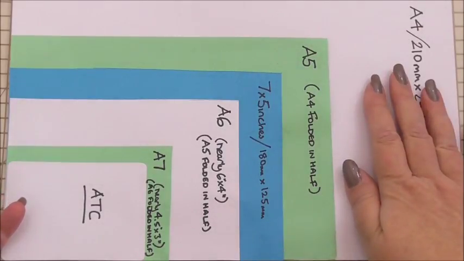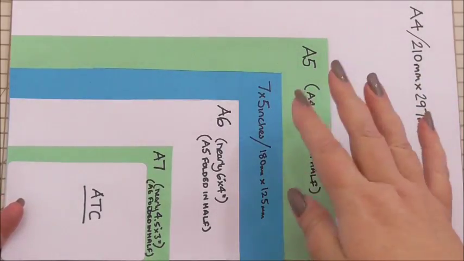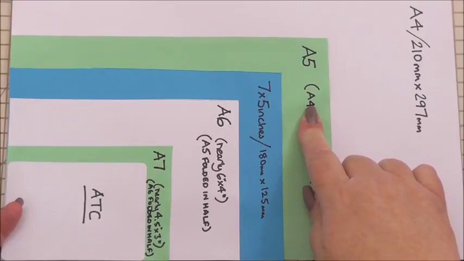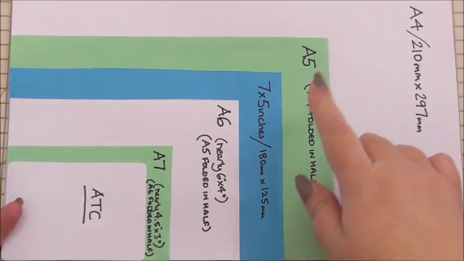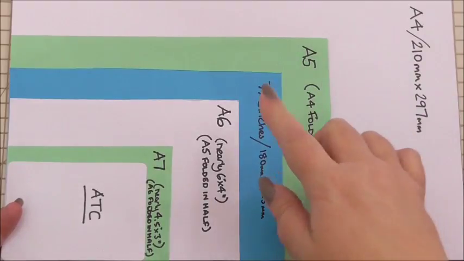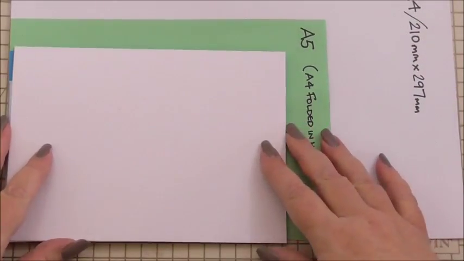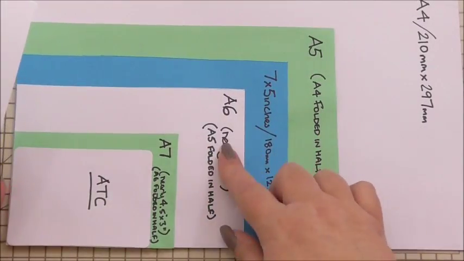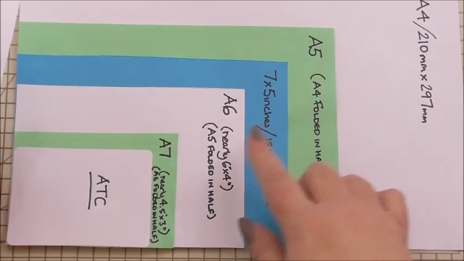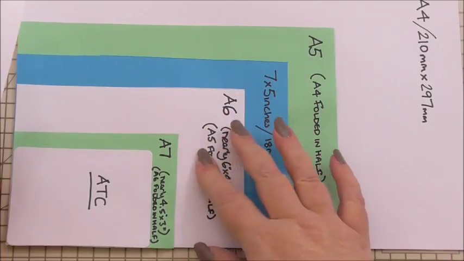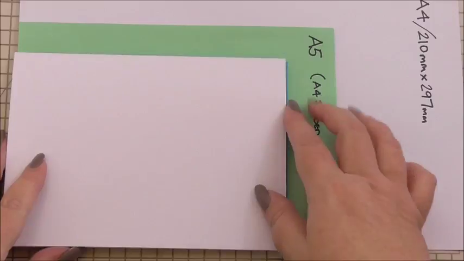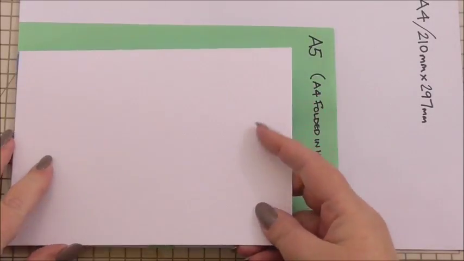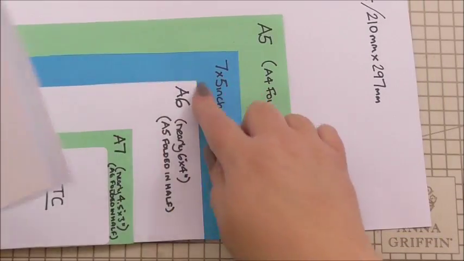So the largest size is the A4, and then we have the A4 folded in half, which is the A5 in the UK, and across the pond it's the A3. Then we go down to the 7x5 inch, and that's the size I'm using today. But then as we go down in sizes, the A6 or the A2 is the A5, A3 folded in half. It sounds complicated, but all you need to know is this is the size we're using, this one in blue, and it's 7x5. And I'm using a white base card for this.